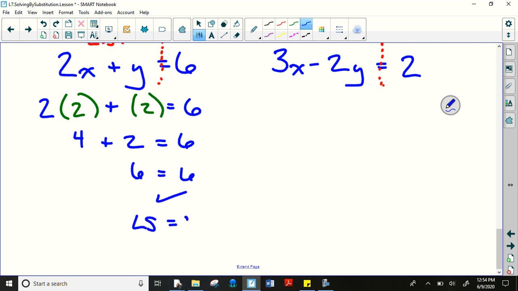Left side equals right side. That's the math rule telling you that it worked.